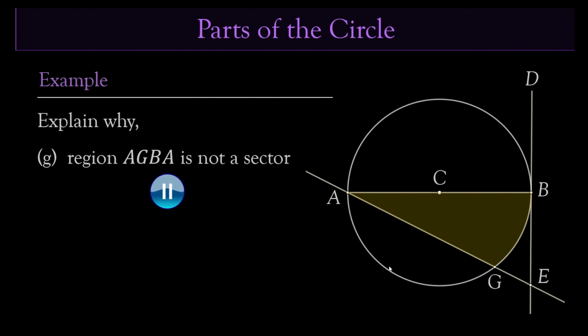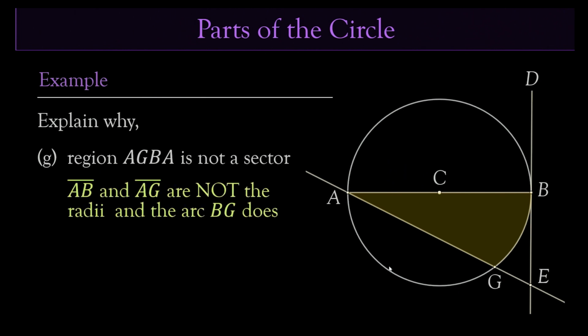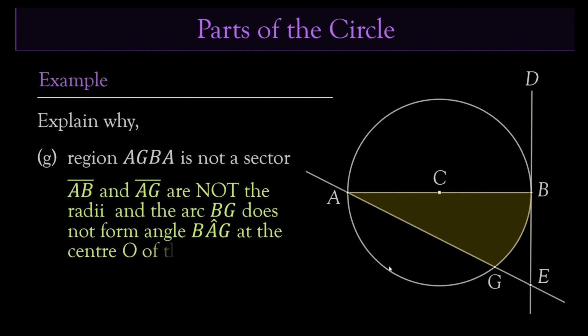Okay, here is my reason written in full. So AB and AG are not the radii of the circle. So for it to be a sector, AB and AG need to be the radii of the circle, which is to say point A is supposed to be at where C is. All right. And the arc BG does not form angle BAG at the center of the circle, which is what I have said. All right, so angle BAG should be at the center of the circle for that to be a sector.